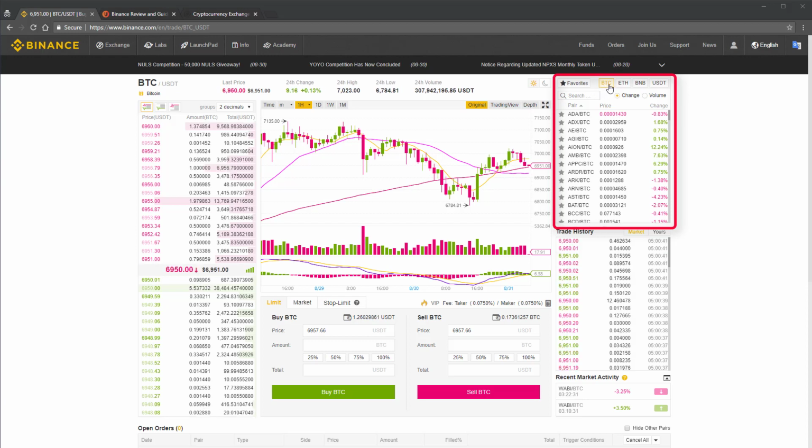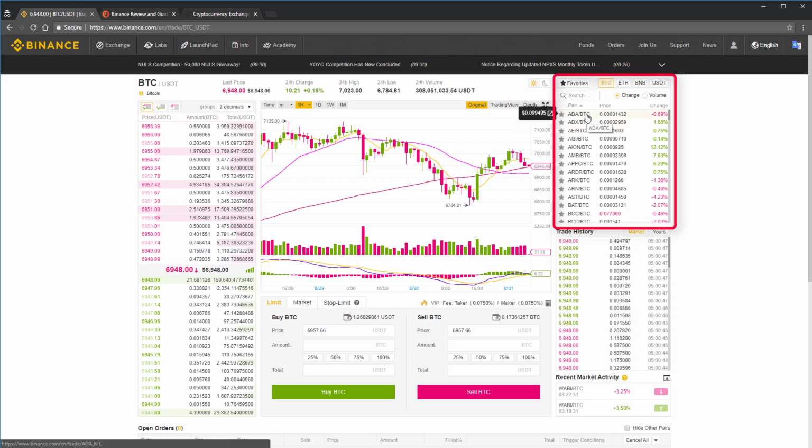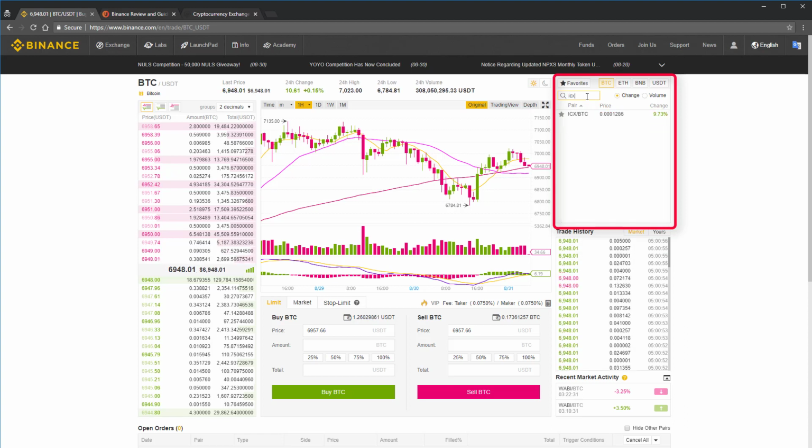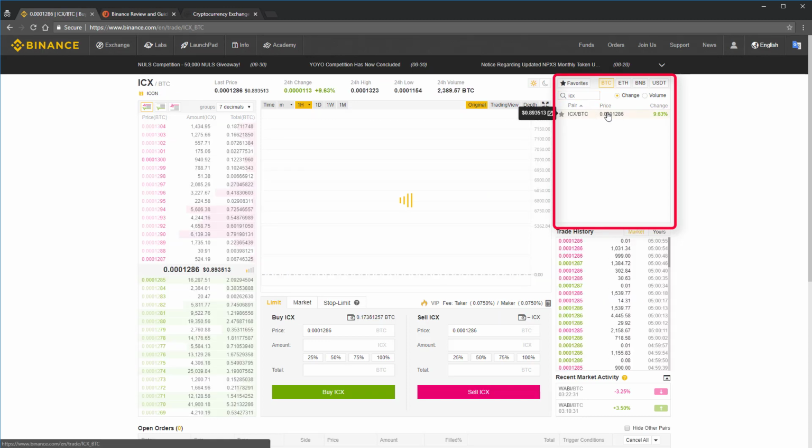If you deposit a Bitcoin, you're going to want to select BTC for Bitcoin trading pairs. Here, it's a bunch of cryptocurrencies traded against Bitcoin. So say, what cryptocurrencies should we buy? Let's say we want to buy some Icon, ICX. Search that and then click ICX BTC trading pair.